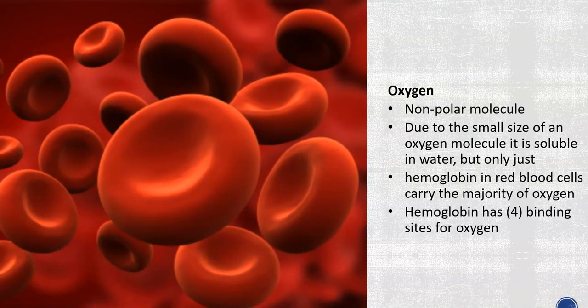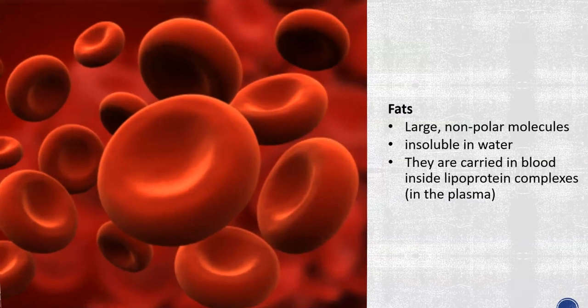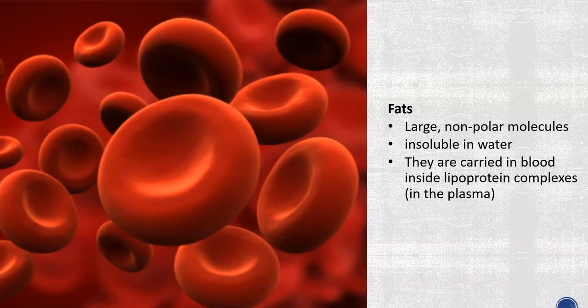Oxygen is a non-polar molecule, but due to the small size of the oxygen molecule, it is soluble in water, but only just. Hemoglobin in red blood cells carries a majority of the oxygen. Hemoglobin has 4 binding sites for oxygen. Fats, large non-polar molecules, are insoluble in water, so they are carried in the blood inside lipoprotein complexes in the plasma.